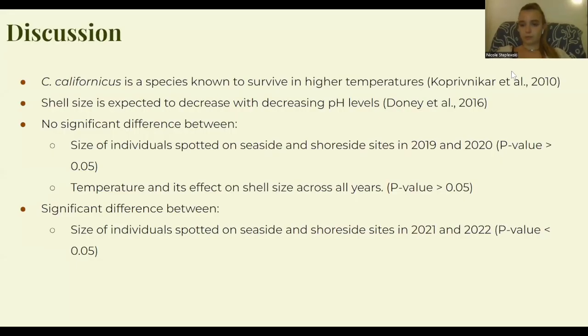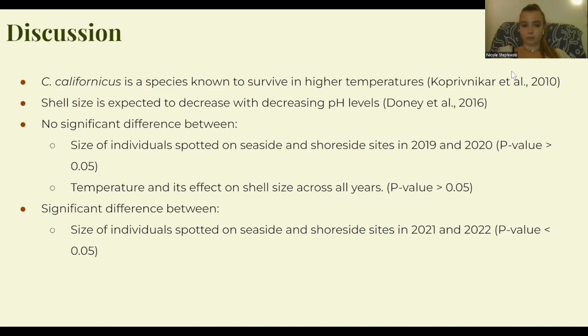So there's some information that we've already gathered from primary literature. We know that C. californica is a species that is known to survive in hotter temperatures. And we also know from the literature that shell size is expected to decrease with decreasing pH levels. From our ocean acidification section, when we have a decrease in pH, there is going to be more bicarbonate ions produced instead of carbonate ions, which are what these invertebrate shell-producing species need. They need those carbonate ions. So we're expecting to see the shell size decrease with decreased pH levels.